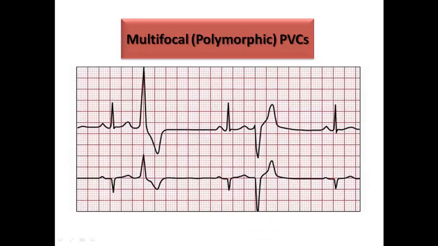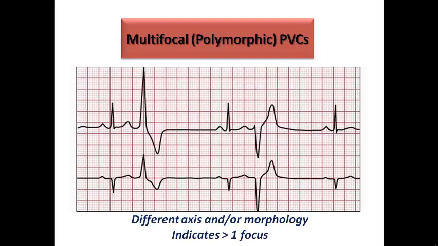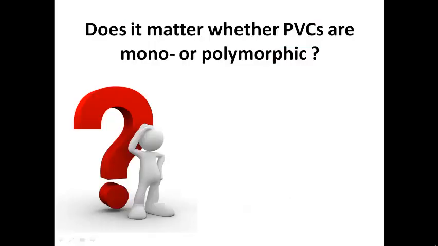But in this example, on the contrary, we can see that there are at least two morphologies of PVCs. The first one shows a positive axis, and the second one shows a negative axis or a predominantly negative complex. So from this short strip I could expect that there are at least two foci, and if I record a longer strip, I may see many more morphologies, indicating many more foci from which the PVCs are originating. So here we can call these multifocal PVCs, or sometimes polymorphic PVCs, because there are different axes and/or morphologies indicating more than one focus.